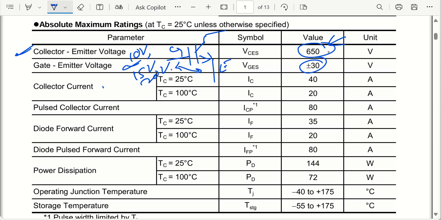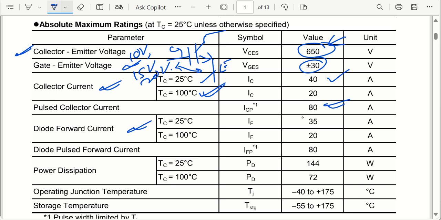Now collector current, as you can see, for different temperatures we have different capabilities. So for 25 degrees centigrade, this particular IGBT can withstand 40 amperes of current rating. And if you increase the temperature to 100, then it will reach only 20 amperes. So 20 amperes capability will be there for the IGBT at 100 degrees centigrade. Pulsed collector current is quite high, so if you are utilizing it for pulse operations, it can go as high as 80 amperes.